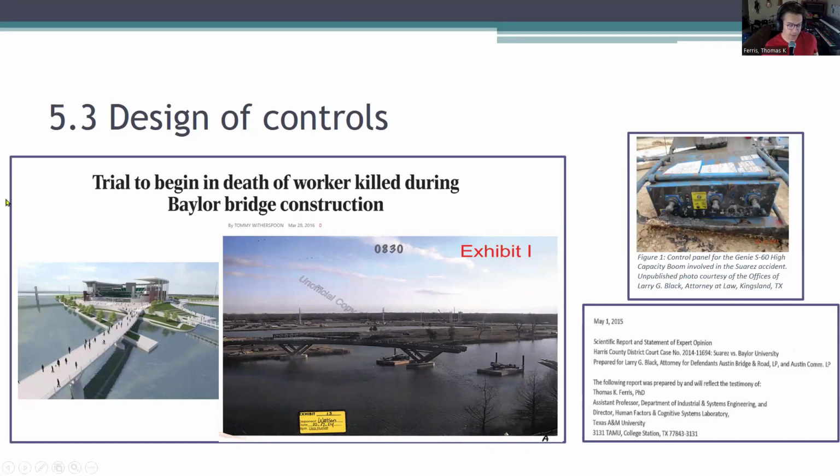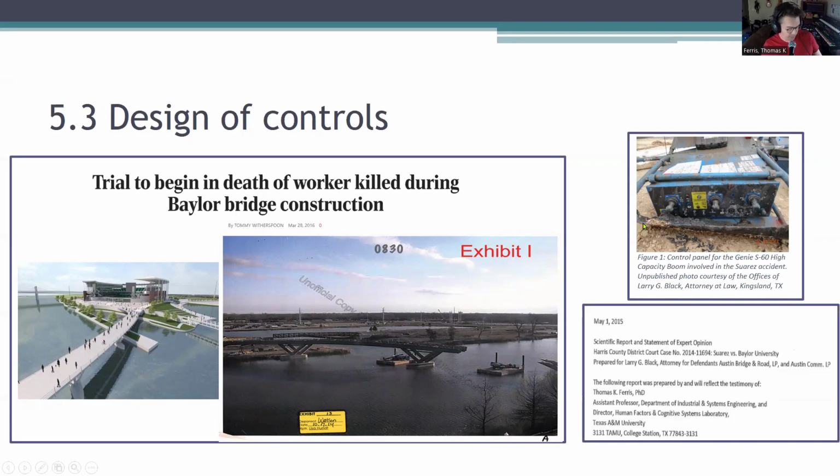This is a picture of, actually, this is a rendering. I couldn't find a good real life picture because this bridge is finished. But as this bridge was being constructed in 2015, 2016, there was an accident involving a construction worker, and his name was Jose Suarez, and Suarez, Jose passed away. And I worked as a human factors consultant in the wrongful death lawsuit. Actually, there were several lawsuits, and I was working the angle that had to do with control confusion.